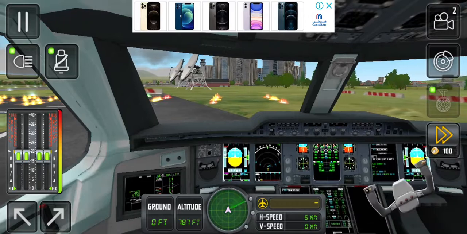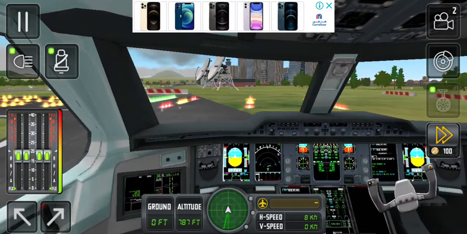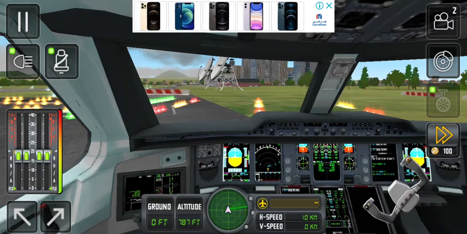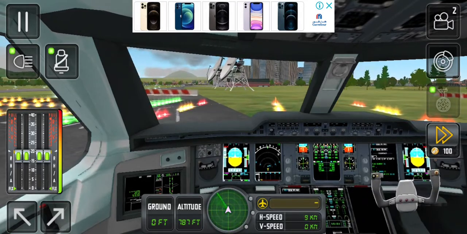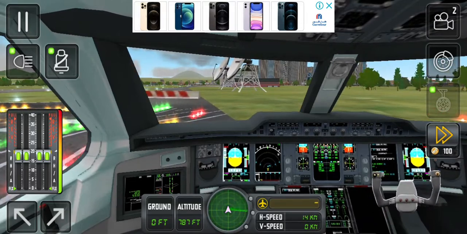Pakistan International, this is Tower, flight 830. Please, you are clear for takeoff and have a good day, sir. Thank you, Roger that, and have a good day too.